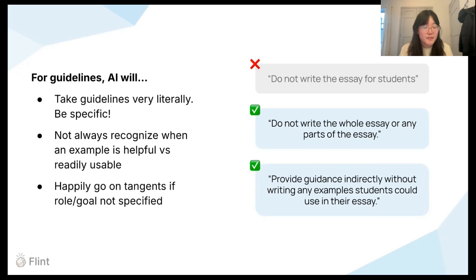And then also in terms of focusing the conversation of Flint, sometimes Flint will happily go on tangents if you don't specify what exactly the goal of that activity is. So if you want Flint to just focus on giving feedback on what students have already written, then you probably want to specify that. Otherwise, it might start this endless rabbit hole of students adding more and more to their idea that might go beyond the scope of your assignment. Go ahead, Seth.